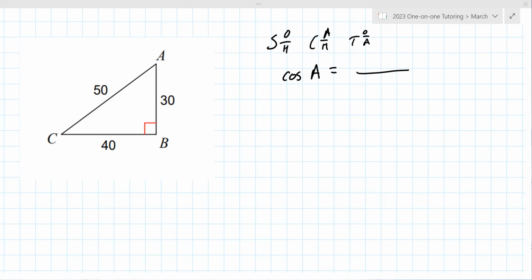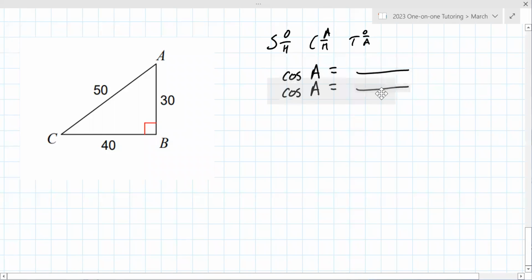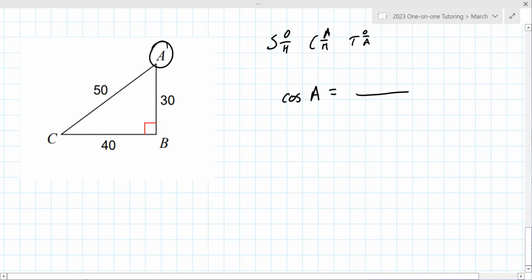So in this case, it would be cosine of A. We'll start at A. Cosine is adjacent over hypotenuse, correct? Yes, very good. So in this case, it would be 40 over 50. You said everything right: adjacent over hypotenuse, but you're up here, so 40 is opposite.